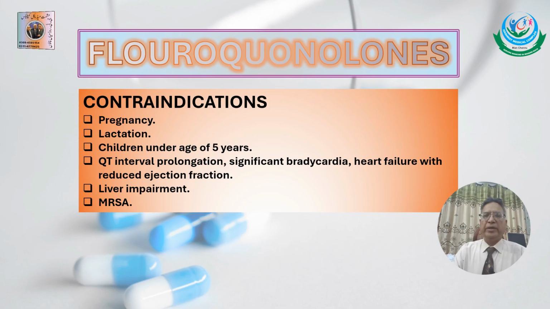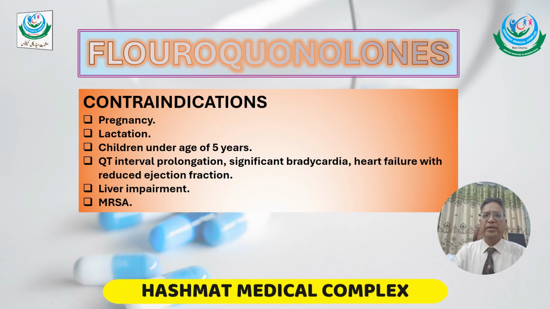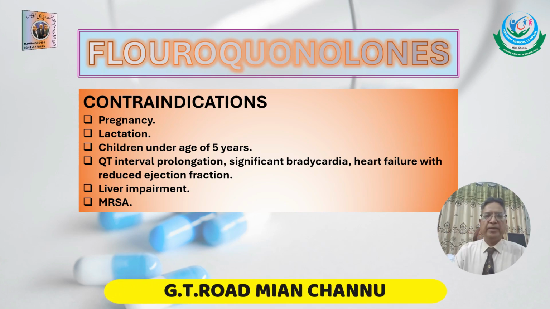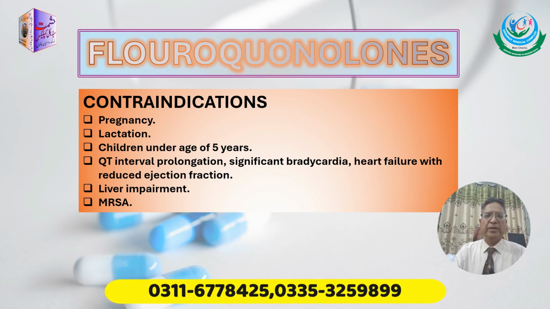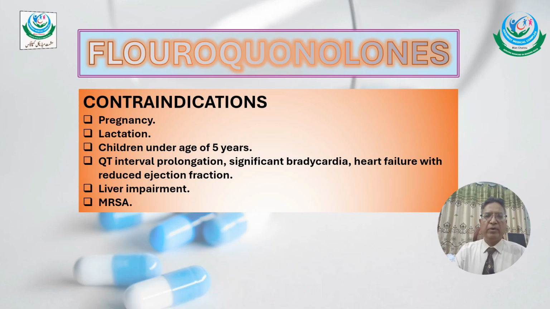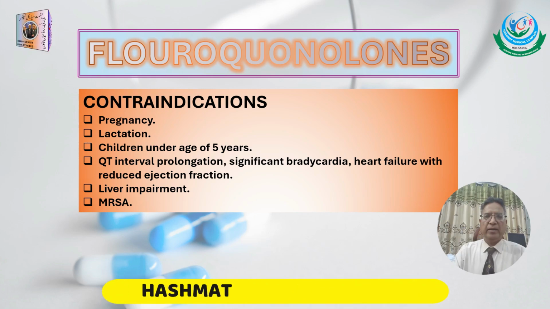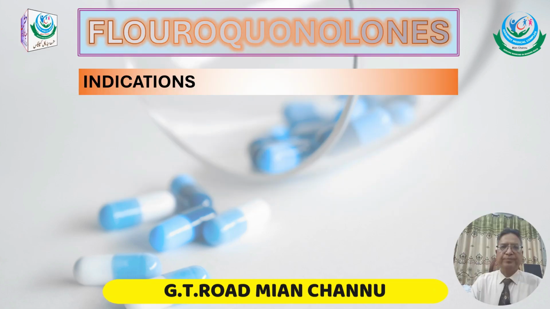While talking about the indications and contraindications of this group of antibiotics, I should first describe the contraindications because these are the conditions in which these drugs should not be prescribed. And these conditions are pregnancy, lactation, children under the age of 5 years, patients having QT interval prolongation, significant bradycardia, heart failure, patients with reduced ejection fraction, patients with liver impairment, and infection with methicillin resistant Staph aureus. These drugs are ineffective.